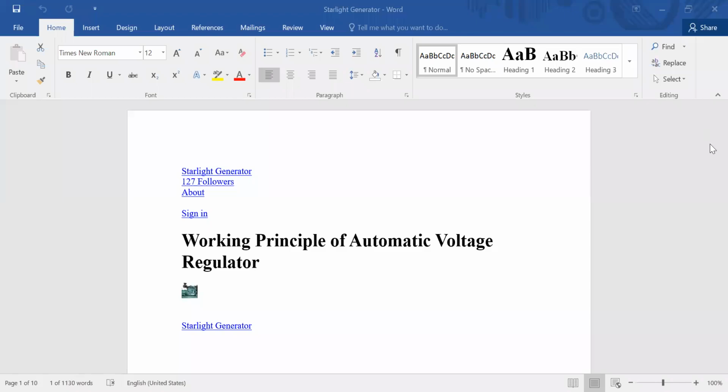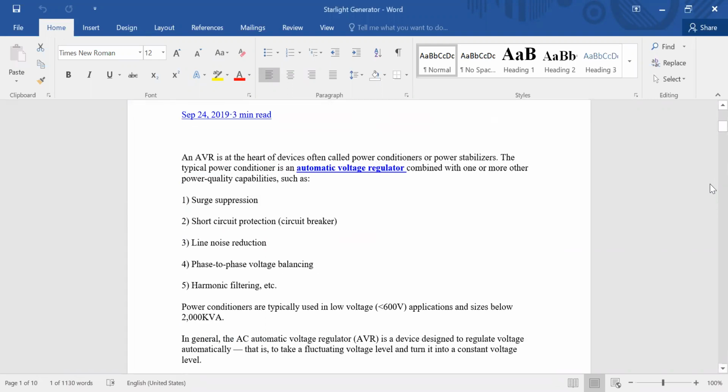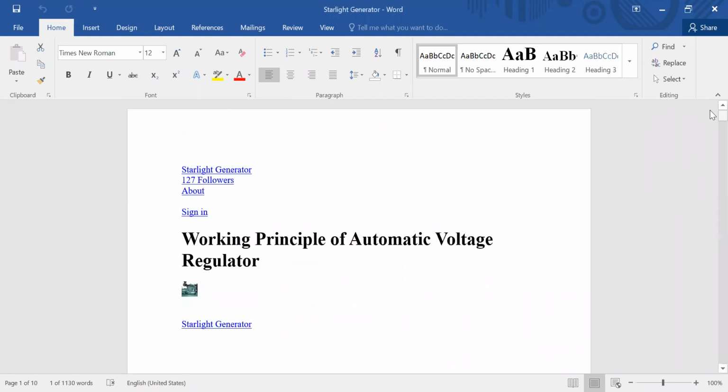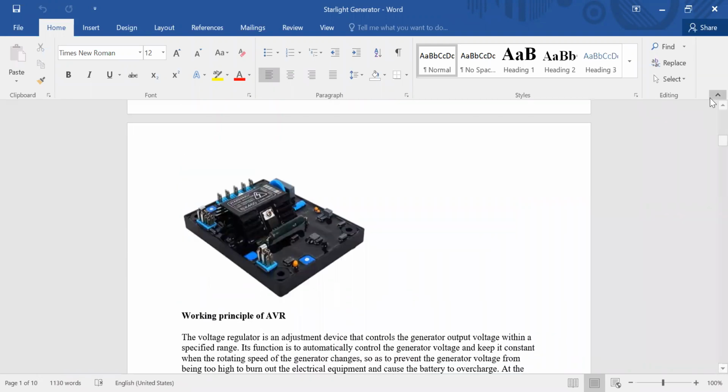Right? So we will discuss the working principle of automatic voltage regulator. First of all, we will see the working principle of automatic voltage regulator.